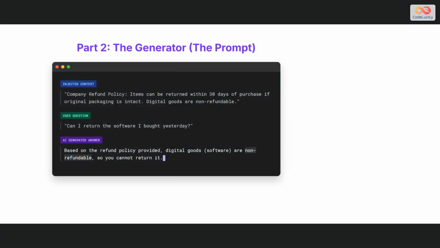Once the information is found, we move to the generator. This is where the magic happens. The system takes the user's question and pastes the found information right next to it in a hidden prompt. It effectively tells the AI, here is the policy, now answer the user's question using only this information. This forces the AI to be accurate and stick to the facts.